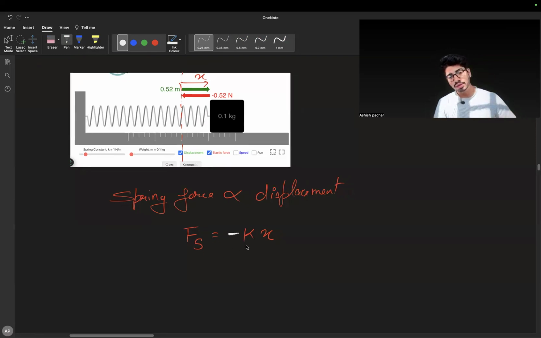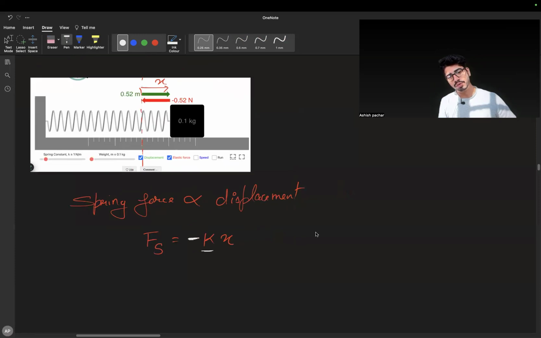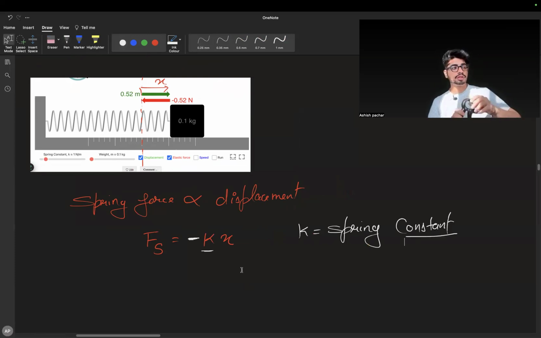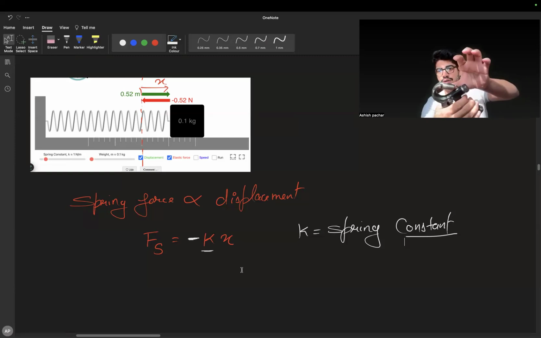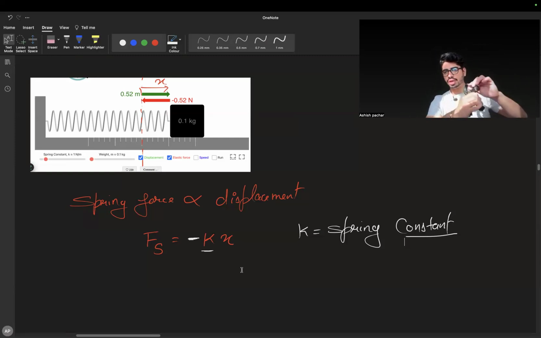And what is that? K is what we call the spring constant. It depends on the spring. Some springs are not too tight, and they are easy to pull. You can think like this: this is pretty hard, I would say. I had to apply much more force.